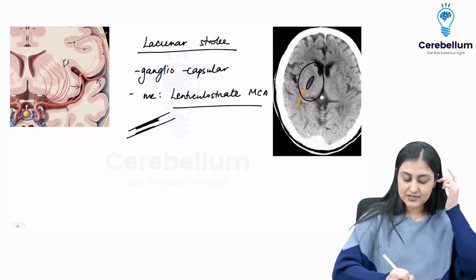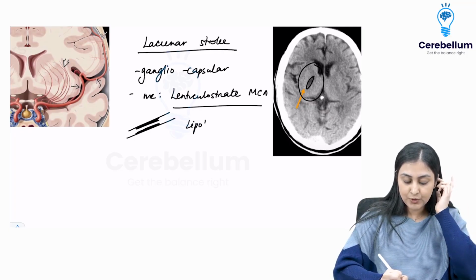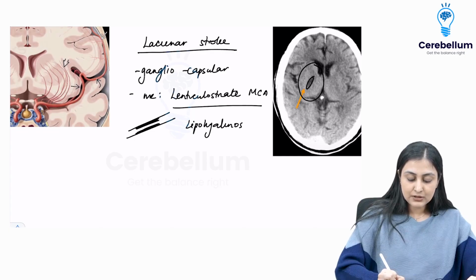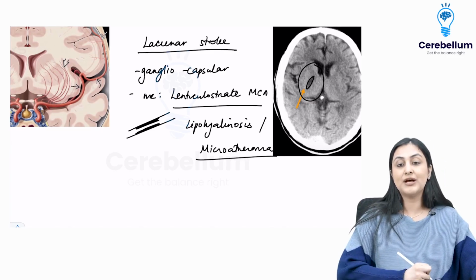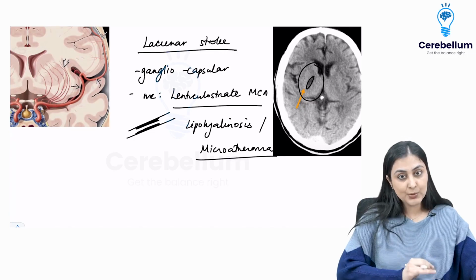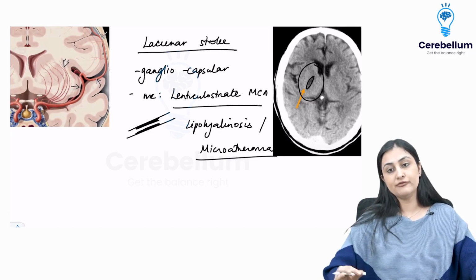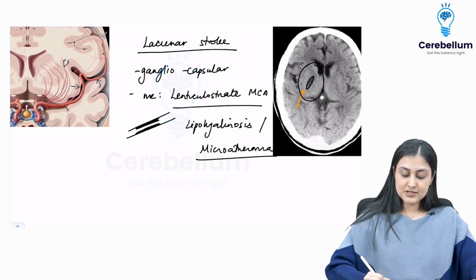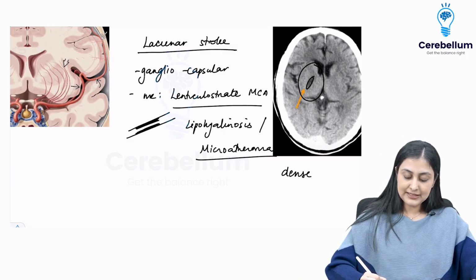and these small branches undergo this narrowing that is referred to as lipohyalinosis. Pathologically it can also be called microatheroma. So lipohyalinosis or microatheroma formation results in the narrowing and further ischemia of the basal ganglia. Okay, and this is what actually results clinically in what we call dense hemiplegia.